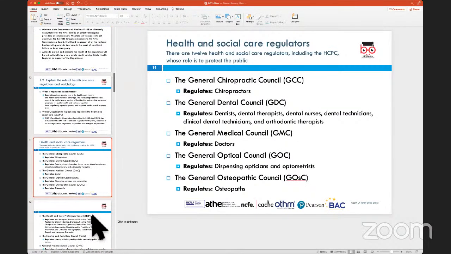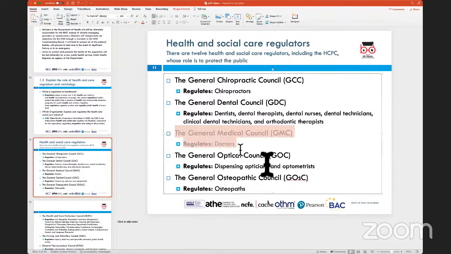Now, there are lots of other health and social care regulators. As you understand, there are different bodies which are primarily helping to set regulation or guidelines, which should be followed to provide care and ensure patient safety. These bodies include, for example, the GMC, which we are aware of. The GMC, the General Medical Council, regulates doctors.